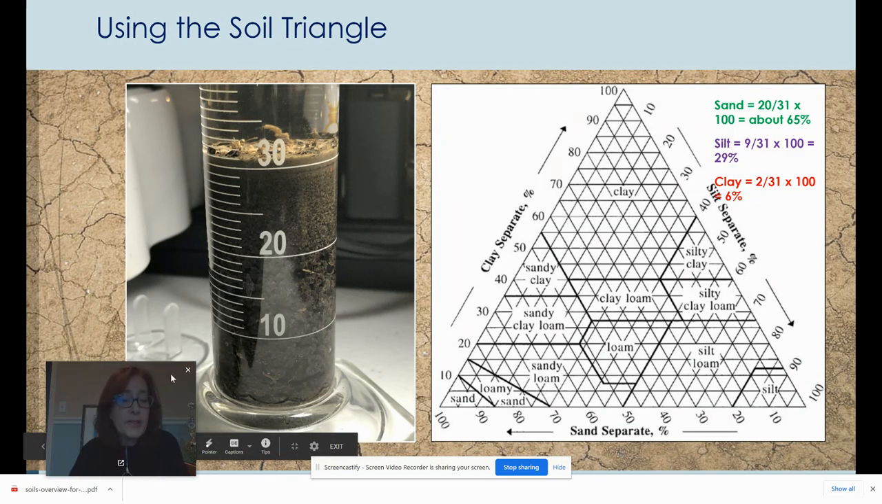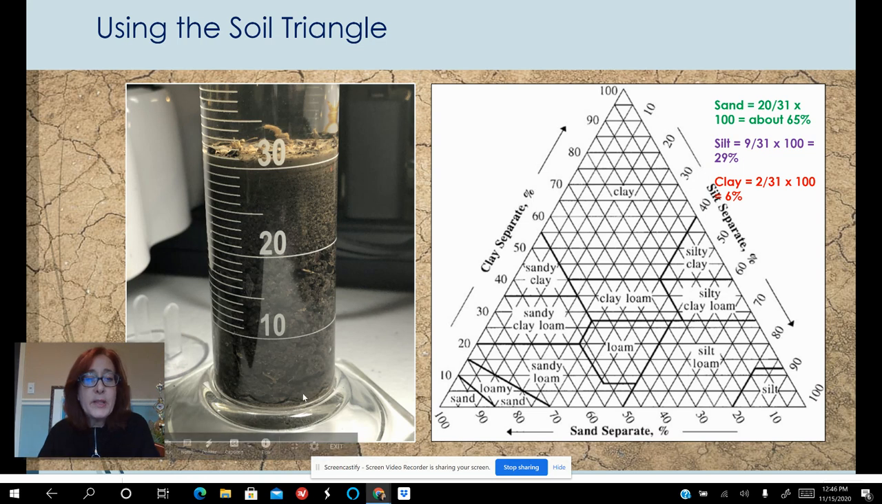So here, let's try an example. Here I have a graduated cylinder filled to the 31 mark with soil. It's been sitting overnight, so it's settled, and we measure it. If we stop at the 20 out of 31 is sand, and that's about 65% of it. The silt turned out to be 9 out of 31, which is 29%, and the clay is 2 out of 31, which ended up to be 6%.